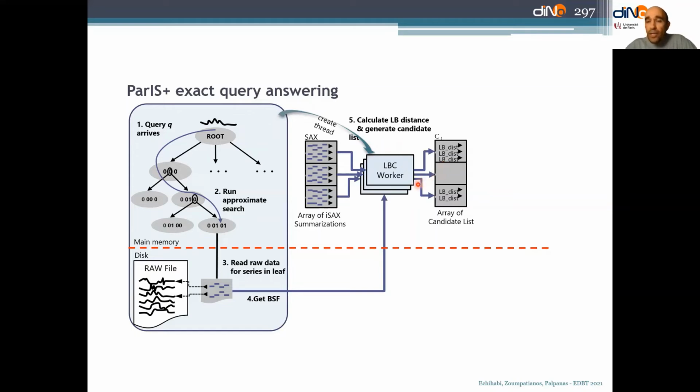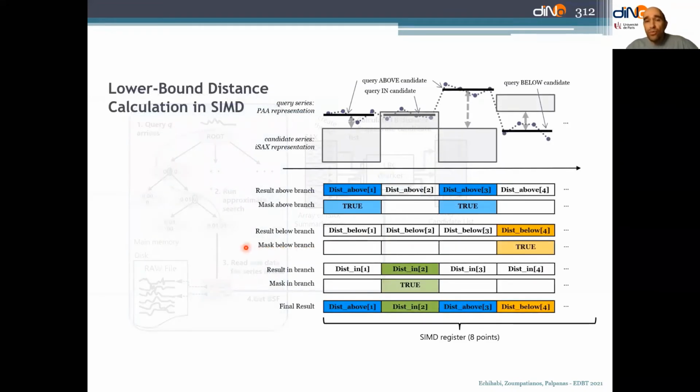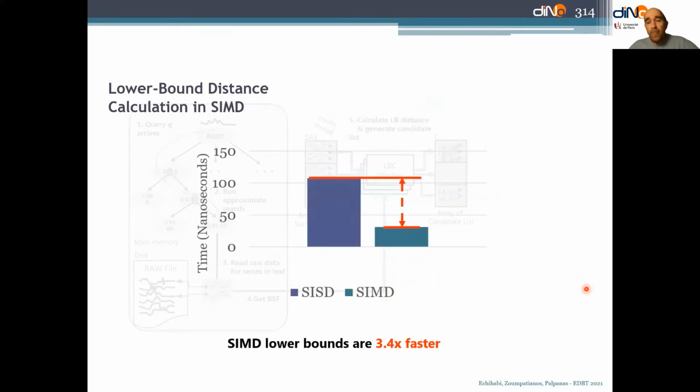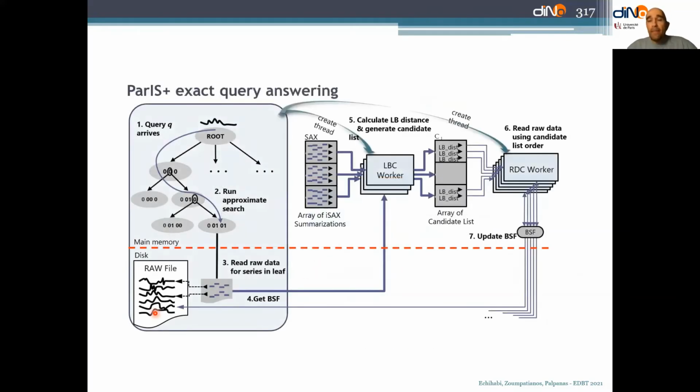So candidate answers are only those whose lower bounding distance is less than the distance of the first best so far. So in doing this operation, we have to compute a very big number of lower bounding distances, and we do this using SIMD. I will not go into these details, but doing this operation in SIMD is almost 3.5 times faster than doing it in single instruction, single data. And then, as a last step, we read the raw data and verify which of the candidate answers is the best answer.